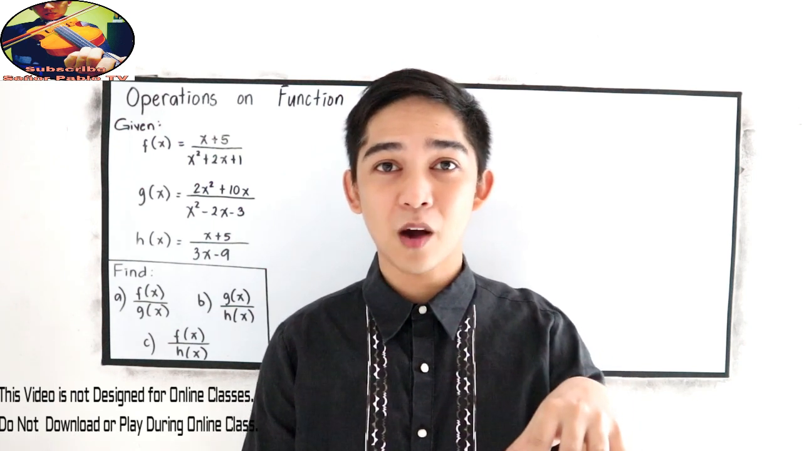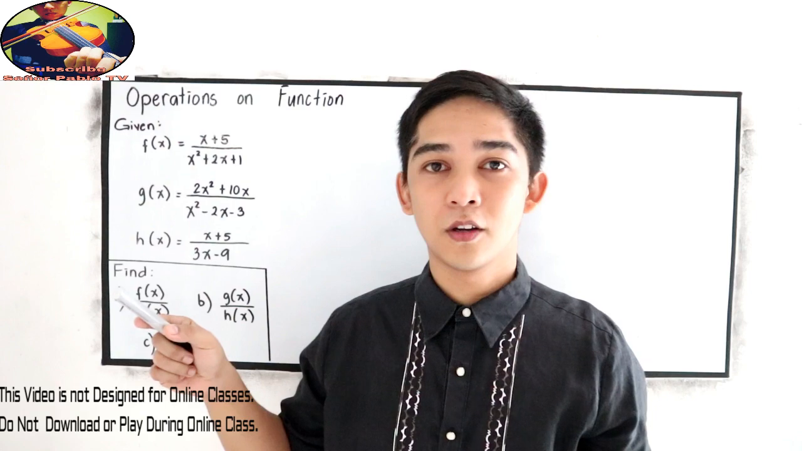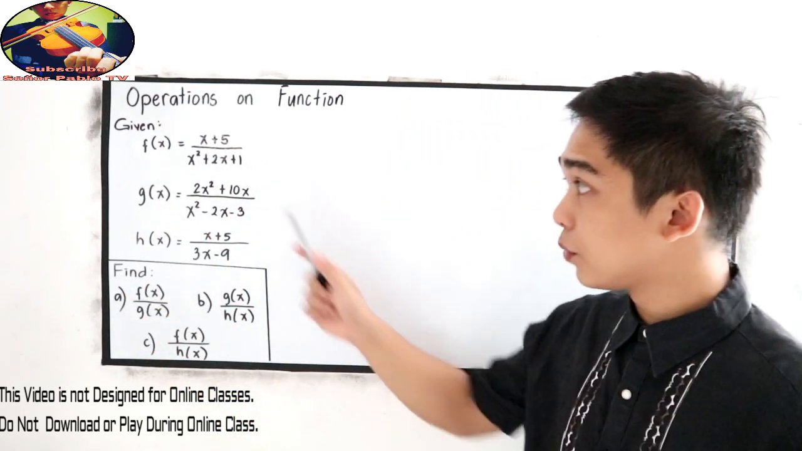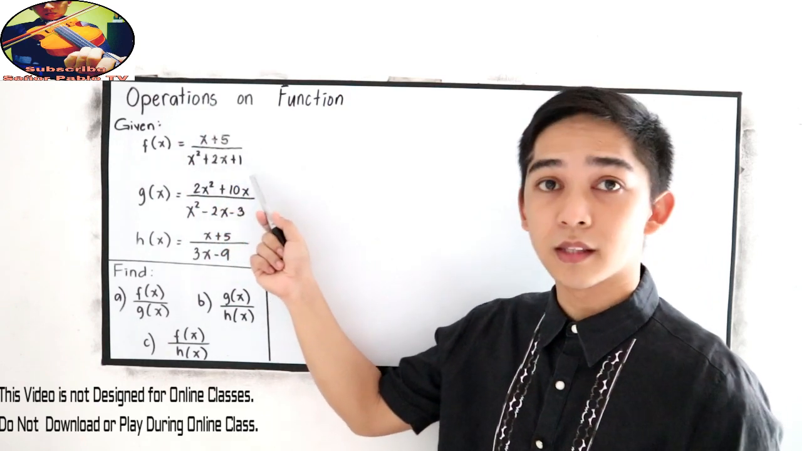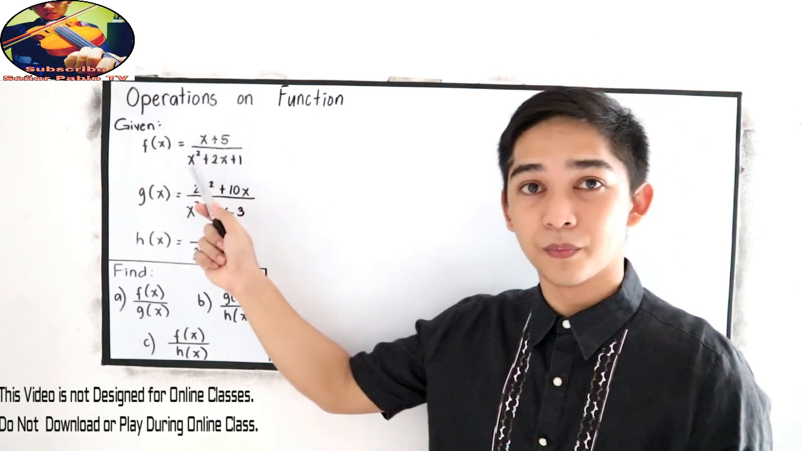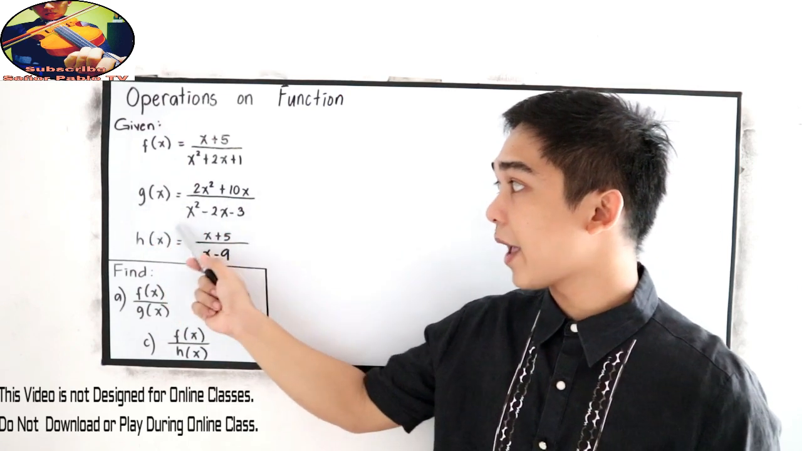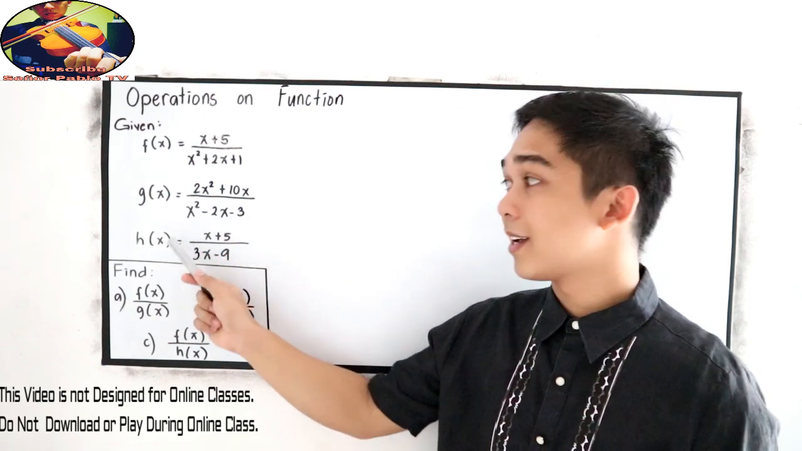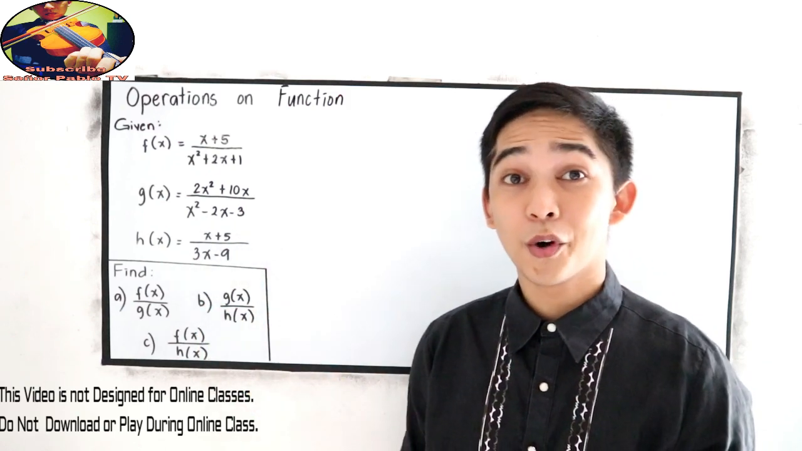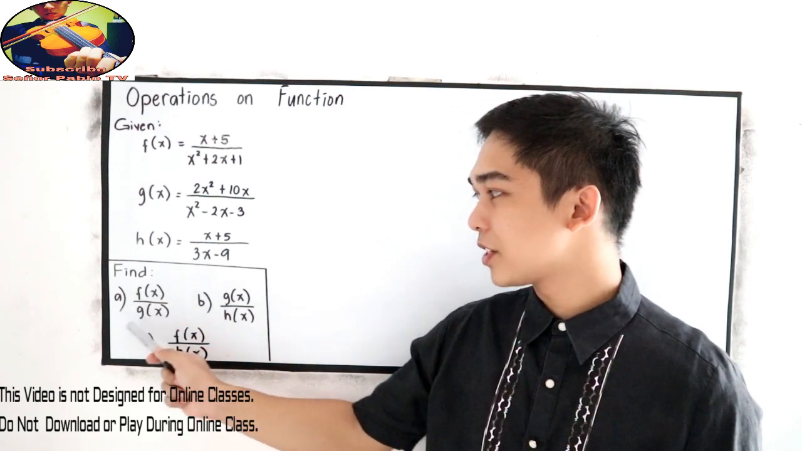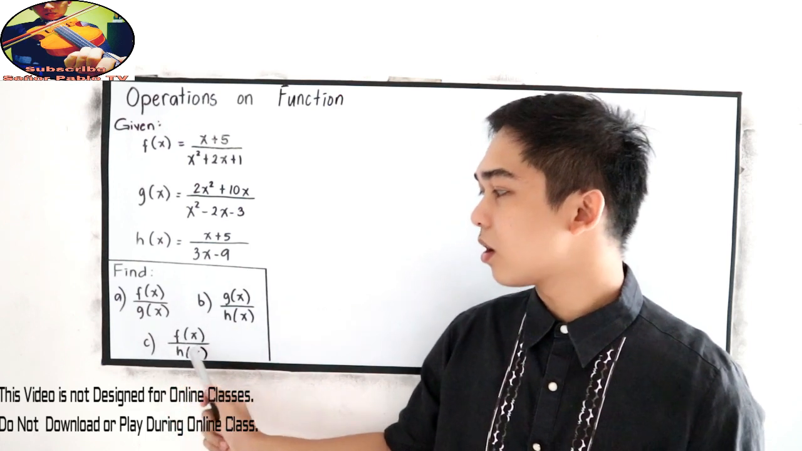This tutorial video will be our additional problems for operations on fraction division. Notice that in our problems, we have f of x is equal to x plus 5 all over x squared plus 2x plus 1, a rational expression. For g of x, also a rational expression, 2x squared plus 10x all over x squared minus 2x minus 3. And h of x is equal to x plus 5 all over 3x minus 9. We're going to find a, f of x over g of x; b, g of x all over h of x; and letter C, f of x all over h of x.